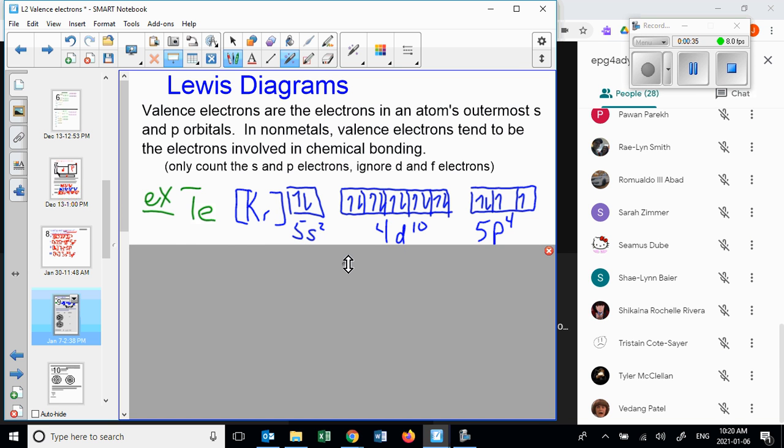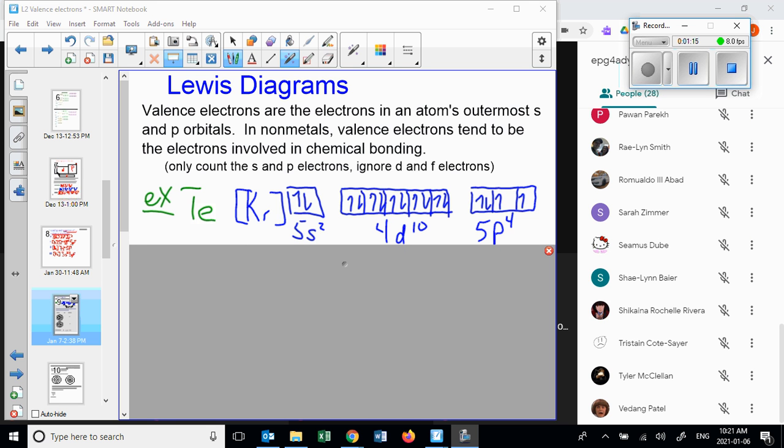Now, Te is tellurium. It's number 52 on your periodic table, probably number 1 in our hearts, but I have it down. This is the diagram here with the shortcut. Krypton is the previous noble gas, 5s2, 4d10, 5p4. I put a diagram above, you don't necessarily need the diagram, but I included it there. I'll give you a minute to jot that down.